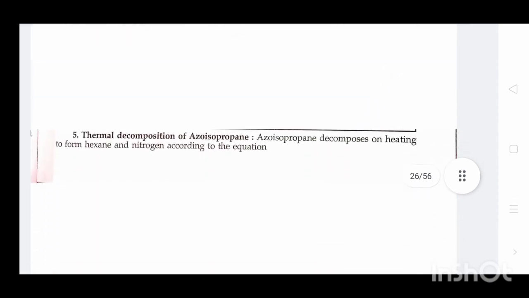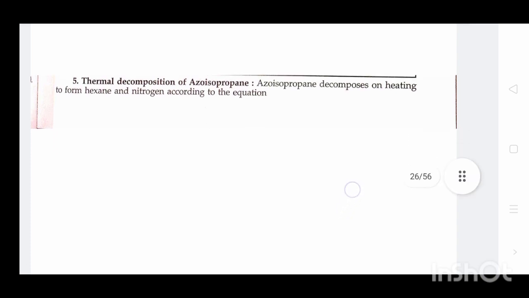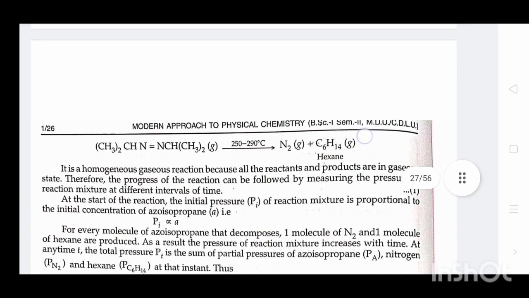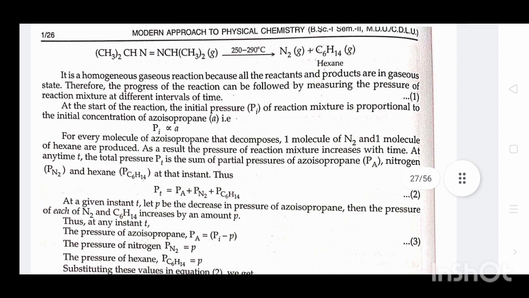Next is thermal decomposition of azoisopropane. Azoisopropane decomposes on heating to form hexane and nitrogen according to the equation. It is a homogeneous gaseous reaction because all the reactants and products are in a gaseous state. Therefore, the progress of the reaction can be followed by measuring the pressure of the reaction mixture at different intervals of time.